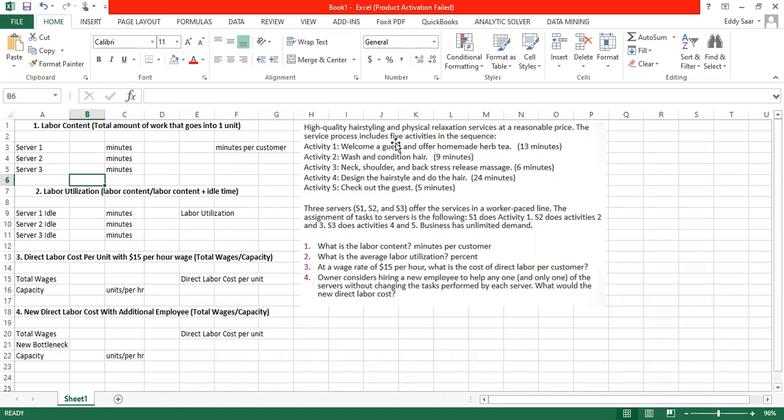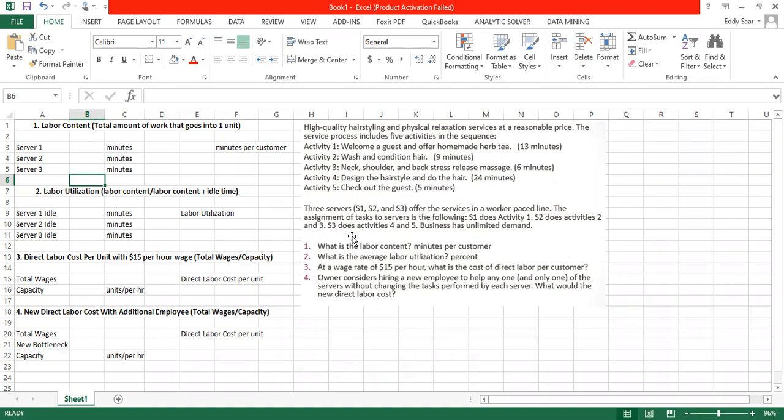High quality hairstyling and physical relaxation services at a reasonable price. The service process includes 5 activities in sequence. Activity 1, welcoming the guests and offering homemade herb tea, 13 minutes. Activity 2, wash and condition hair, 9 minutes. Activity 3, neck, shoulder, and back stress release massage, 6 minutes. Activity 4, design the hairstyle and do the hair, 24 minutes. Activity 5, check out the guest, 5 minutes.